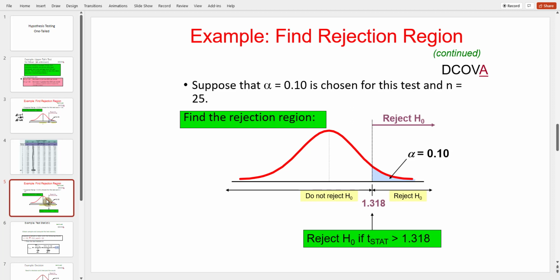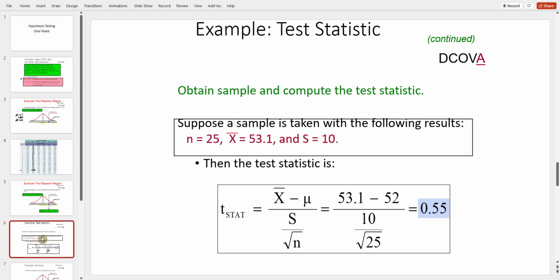And now we have to calculate our t-stat. So we'll reject this null hypothesis if our t-stat falls in this blue area, or if it's greater than 1.318. So let's say we went ahead and drew our sample of 25. We found out that the sample mean is $53.10, and our standard deviation is 10. So I'm going to plug everything back into the equation for t-stat, our t-statistic, and I get 0.55.